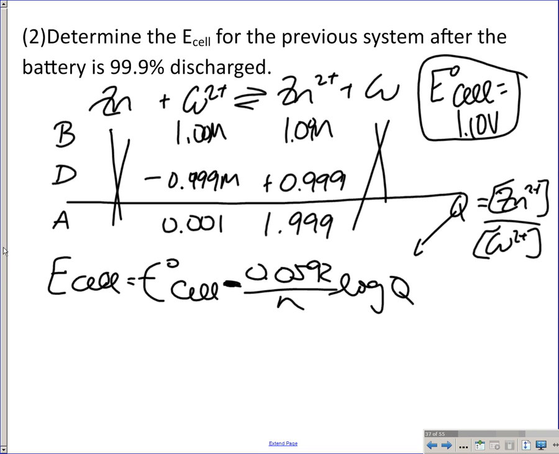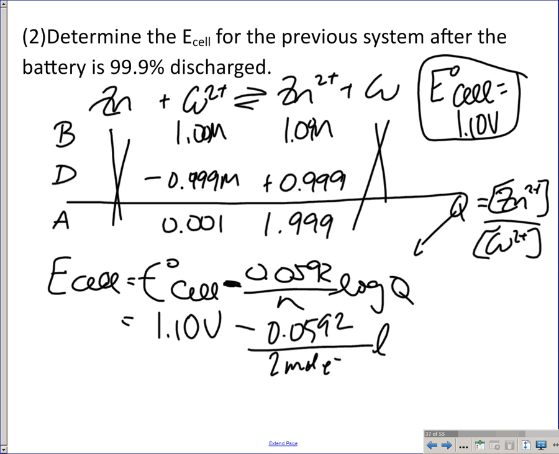Okay, so E cell is equal to E naught, which is a standard, something you can calculate from a reduction table, minus 0.0592 over 2 moles of electrons gained and lost. So 2 is our n here. And log of what?